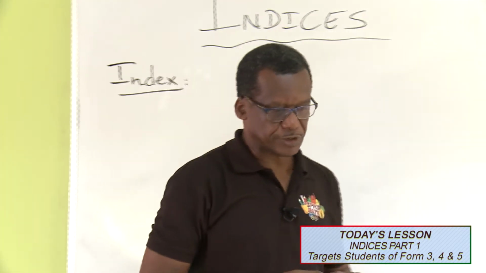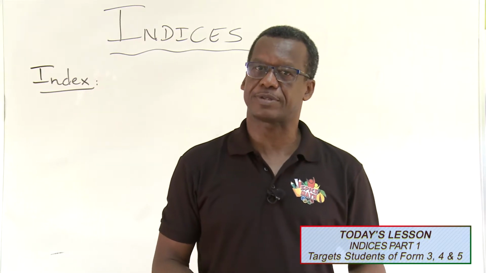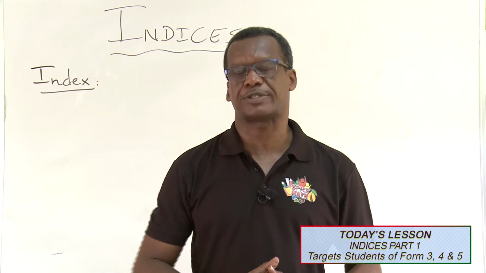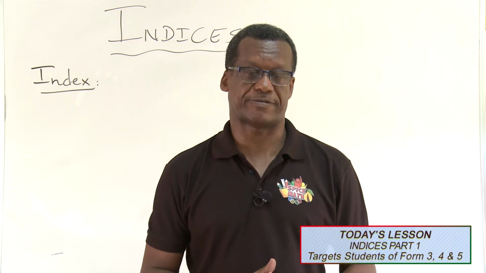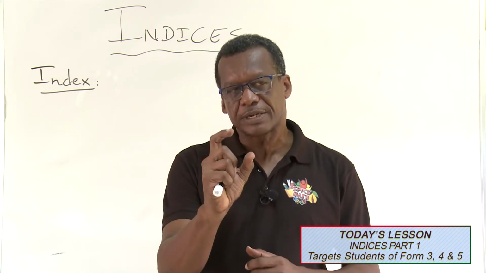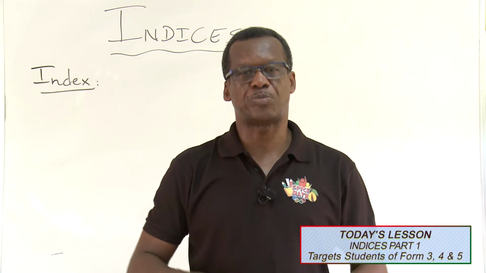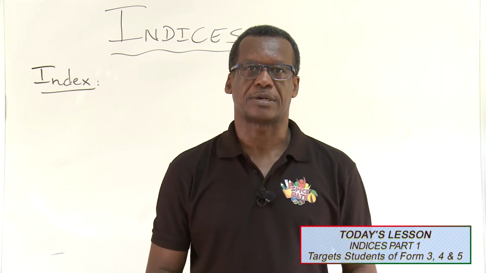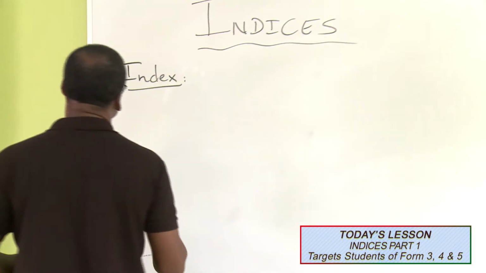An index is the amount of times a particular quantity is repeatedly multiplied by itself. That's basically it. So once you take one thing and you keep multiplying it by itself, then you begin to define what really is an index or a power.